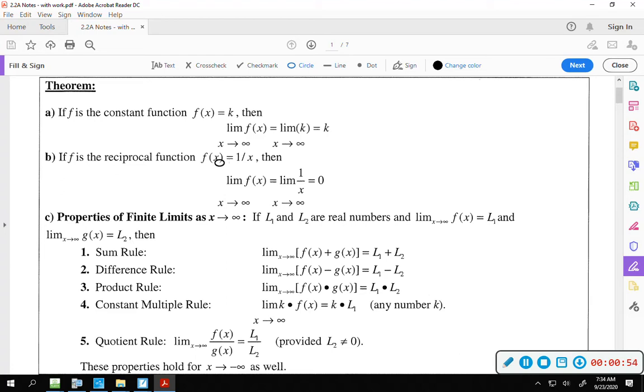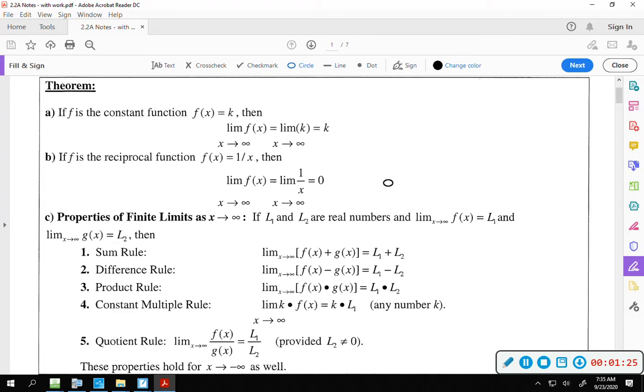If f is the reciprocal function, this is a big one here. And I know Mr. Hearn talked to you about this. The limit as x approaches infinity of f of x of this reciprocal function, the limit as x approaches infinity of 1 over x, always equals 0. As the denominator grows without bound, if the denominator grows faster than the numerator, then the limiting value will always be 0. You'll get closer and closer to that horizontal asymptote at 0.